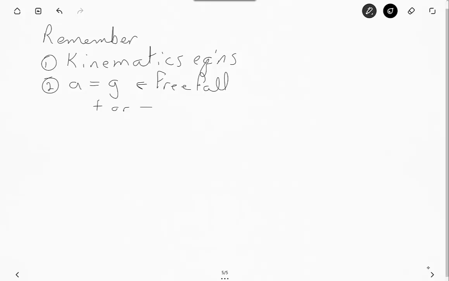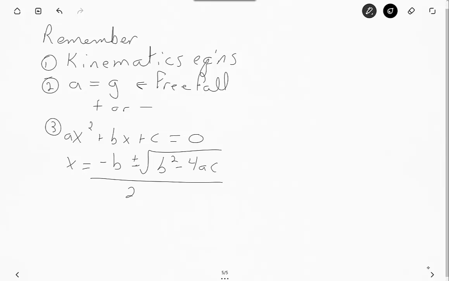The third thing that you have to remember is for the quadratic equation, ax squared plus bx plus c is equal to 0. To solve that, we want to use that x is equal to negative b plus or minus the square root of b squared minus 4ac all over 2a. Sometimes both of those answers will be valid, and sometimes they won't be. So that should be enough information to allow you to go ahead and do assignment 5.1.